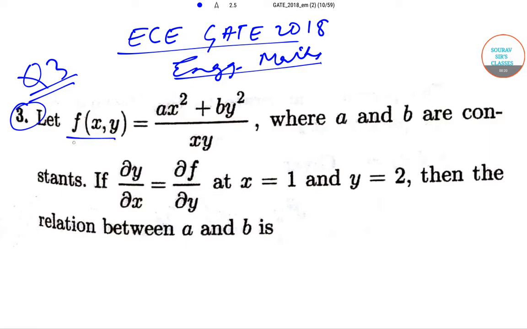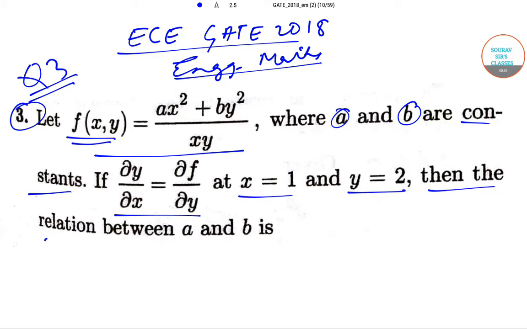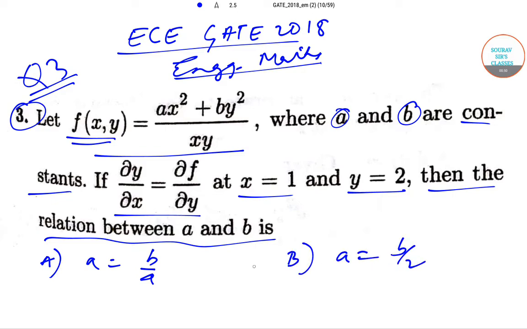In question number 3, let f of x, y be the function (a x square plus b y square) upon x y. This is the function f of x, y, where a and b are constants. Now if del y by del x is equal to del f by del y at x equal to 1 and y equal to 2, then the relationship between a and b is: option A, a is equal to b by 4; option B, a is equal to b by 2; option C, a is equal to twice of b; and option D, a is equal to 4b.